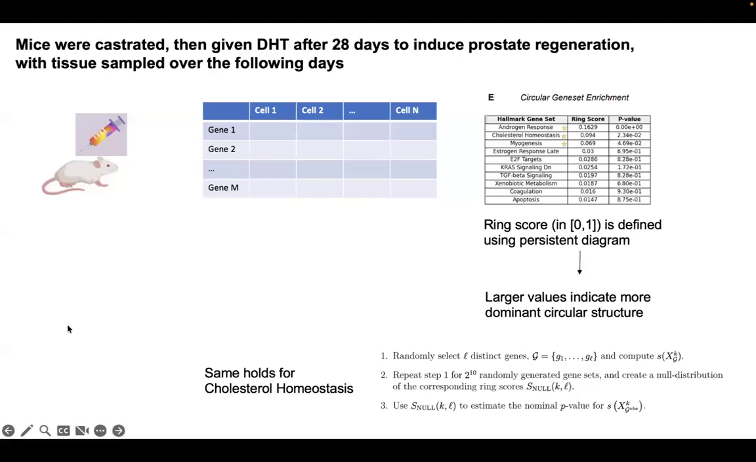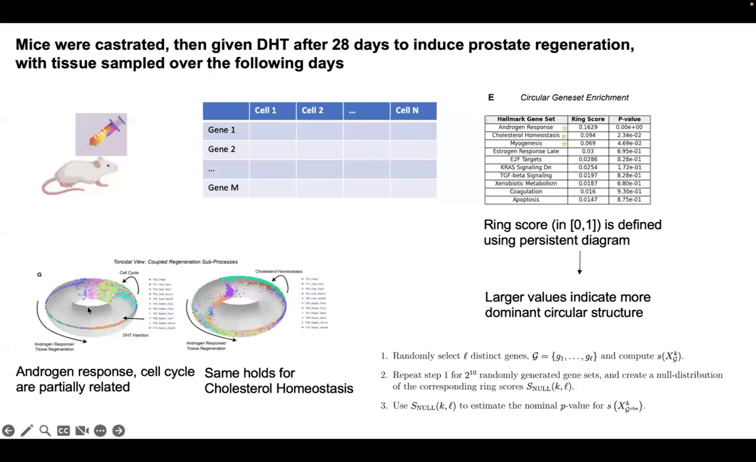Also, they are interested in whether they are dependent, completely dependent, or independent. They concluded that if they are totally independent, then the points should be equally distributed. If they are completely dependent, then it should not be a torus, but a circle. But neither is the case. So they concluded that androgen response and cell cycle are partially related. The same holds for cholesterol homeostasis as well.